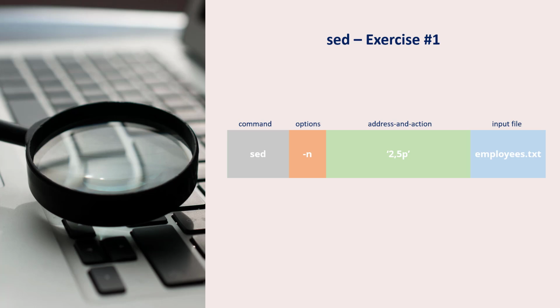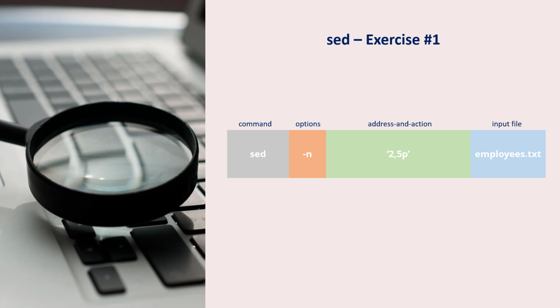We'll use an input file named employees.txt. Our requirement is to select line numbers 2 up to line number 5, both inclusive, from the input file. We have the -n option. -n enables the silent mode operation in sed. I'll explain this -n option in detail when we are trying this out on our terminal.